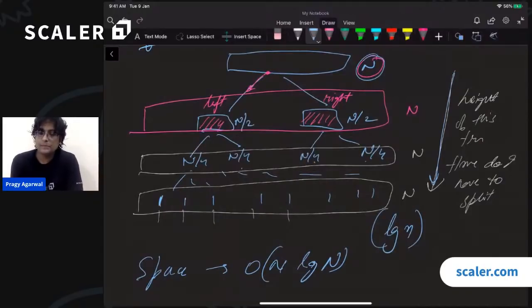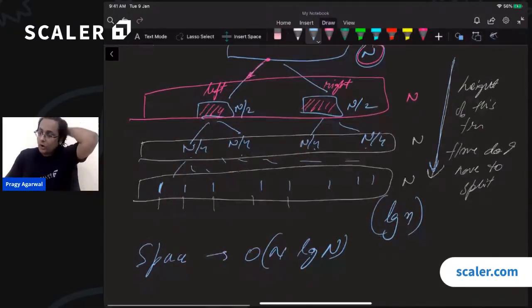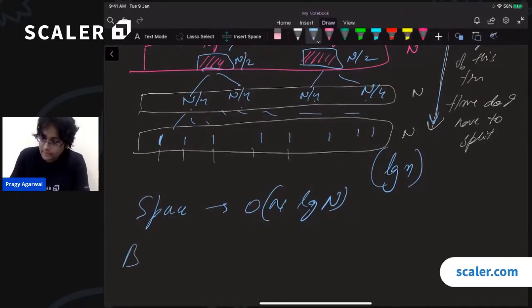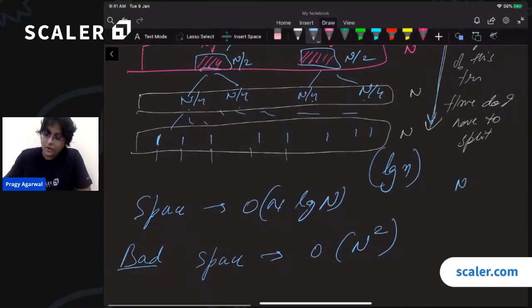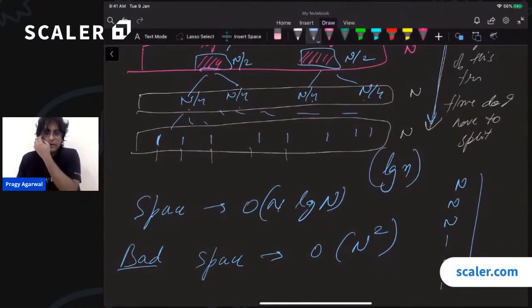Cool. Now you can also see that if this is the bad case, if my partition is not good, then the space will very easily become order of n square. My space will become order of n square because I will be using order of n, and I will have to do the splitting n different times in depth. So this will become order of n square space. Is that clear?